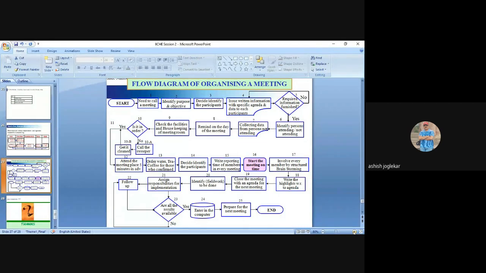Then when you are the owner, you attend, you reach the meeting place 5 minutes in advance and check everything again. Then again check with the canteen or pantry.